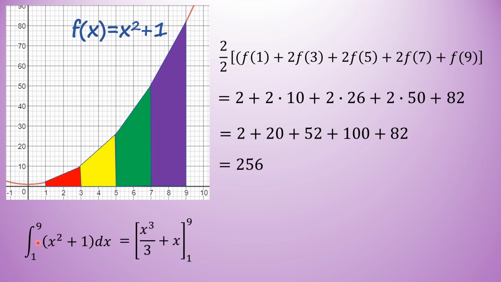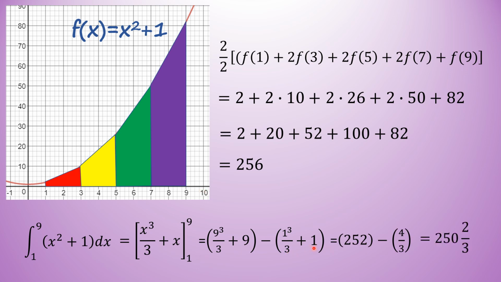Well, the integral of x squared plus 1 is x to the third over 3 plus x. We'll go ahead and integrate that from 1 to 9. We'll substitute a value of 9 for x, subtract it from substituting a value of 1 for x in the integral, and that yields, the first term is 252, the second one is 4/3, 250 and 2/3. The exact area between the curve and the x-axis from 1 to 9 is 250 and 2/3.